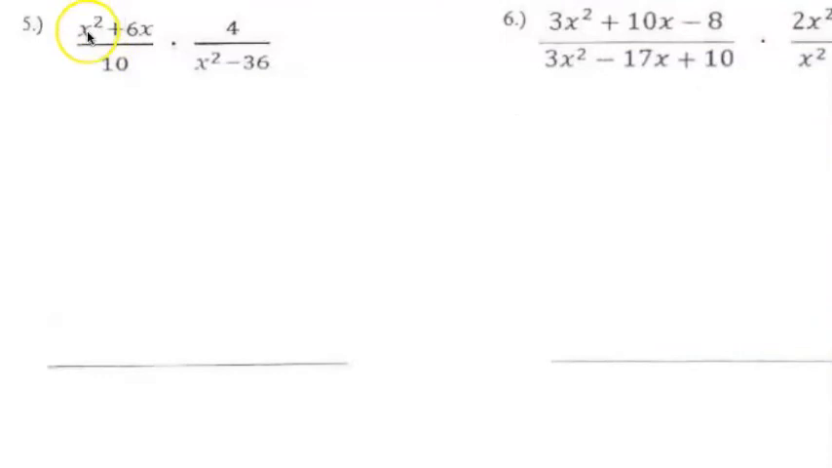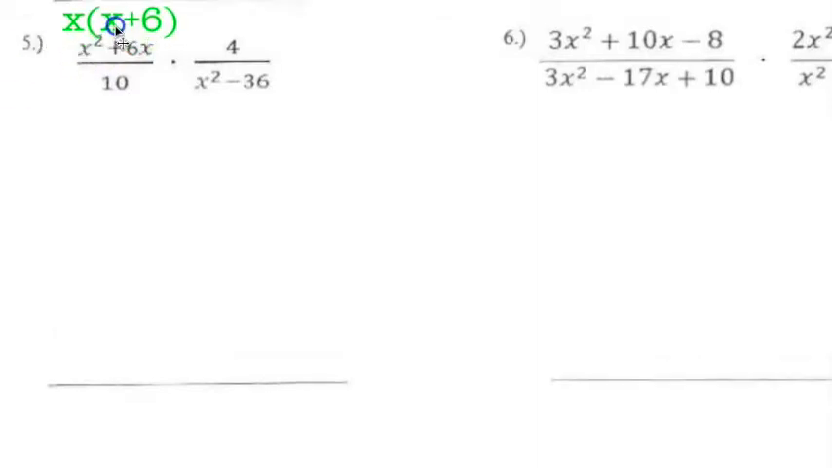Moving on to number 5, I have x squared plus 6x. And I'm going to look for the GCF in these. And then I'm going to factor or FOIL out pieces so that I can reduce. Do you see here that I have an x squared and a 6x? I can find the GCF, or I can pull out an x out front. So let's do that first. I'm going to rewrite that as x times, in parentheses, x plus 6.